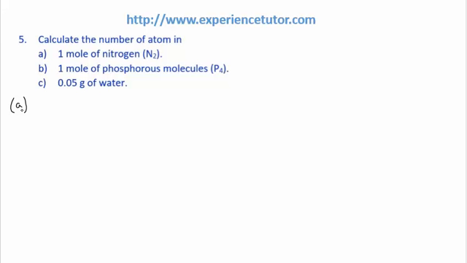1 mole of nitrogen contains 6.023 into 10 to the power 23 molecules.